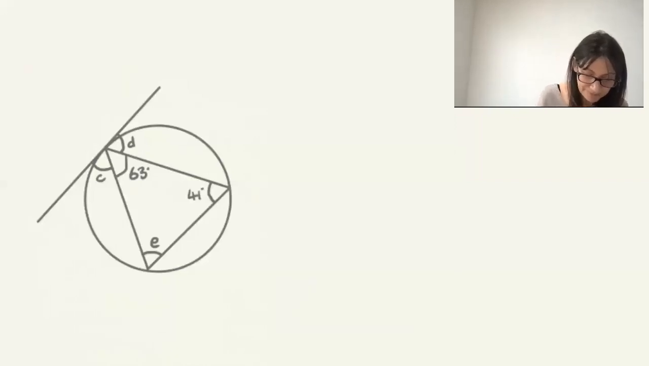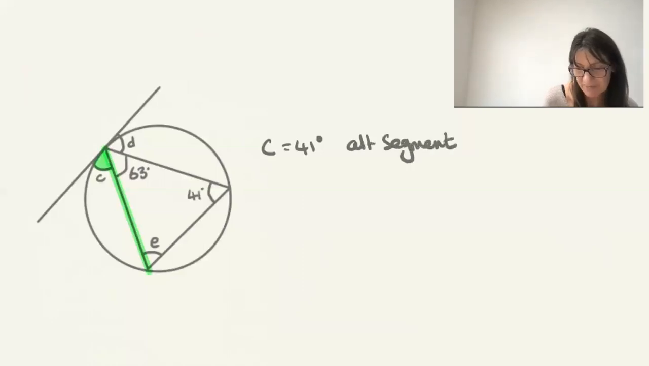Okay, so I'm going to highlight a chord. I'm going to highlight this one. All right, so this is the angle that is being made with the chord and the tangent. I don't want any angle that touches that green line. So that one over there is equal to the C. So I can see that C is equal to 41 degrees using the alternate segment theorem. So that's the first one done.